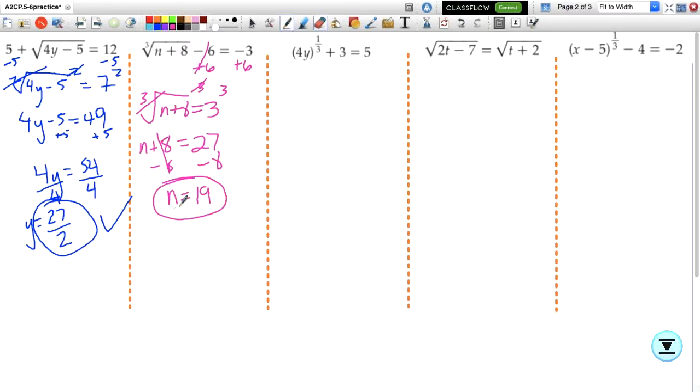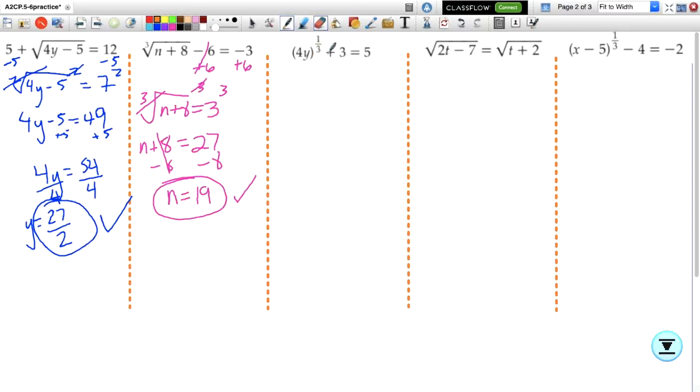Our next answer is n equals 19. I got that first by isolating my root again, so I added 6, and then to cancel out a cube root, I raised it to the 3rd power on both sides. So I ended up with n plus 8 equals 3 cubed. 3 cubed is 3 times 3 times 3, or 3 times 3 is 9, 9 times 3 is 27. So then I subtracted 8, and that's where I got the 19. I can double check that this works. 19 plus 8 is 27. The cube root of 27 is 3. 3 minus 6 is -3, so everything there works.